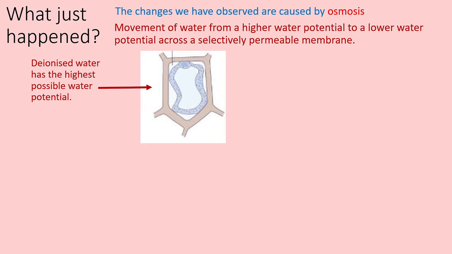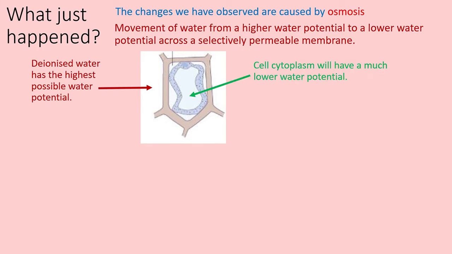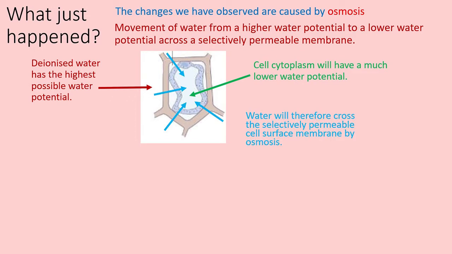By contrast, the cytoplasm will have a much lower water potential, and that is because it's going to contain amino acids, sugars, soluble proteins, ions, and all sorts of things, all of which will increase the concentration of the solutes in the cytoplasm and therefore lower the water potential of the cytoplasm. And as a consequence of that, what we'd expect to see happening is that water will cross that selectively permeable cell surface membrane by osmosis and start to move into the cytoplasm.